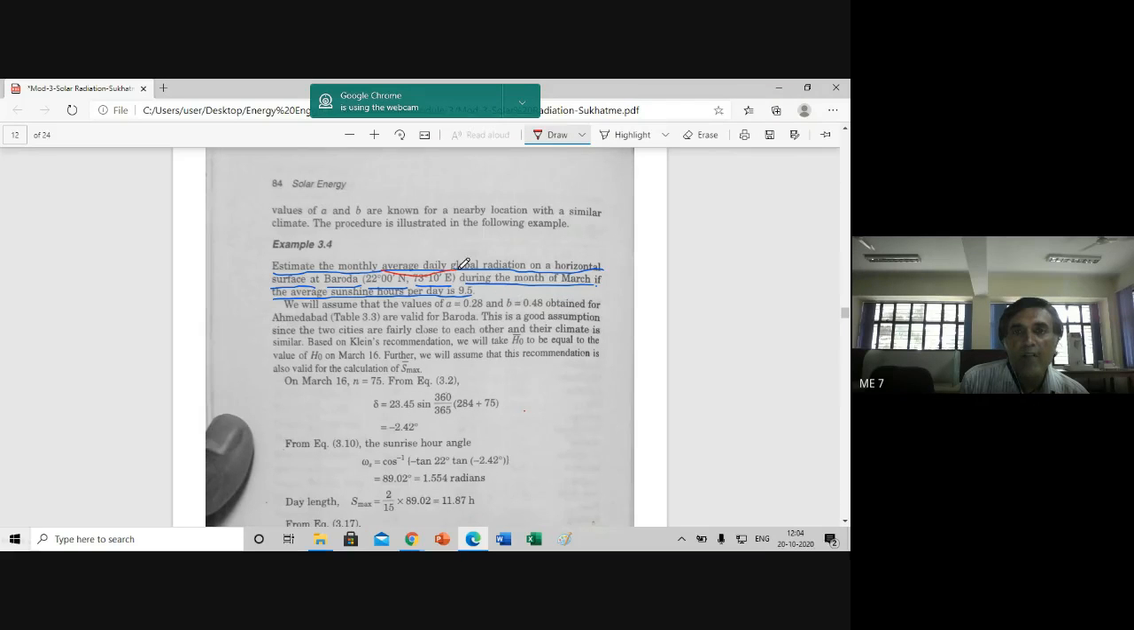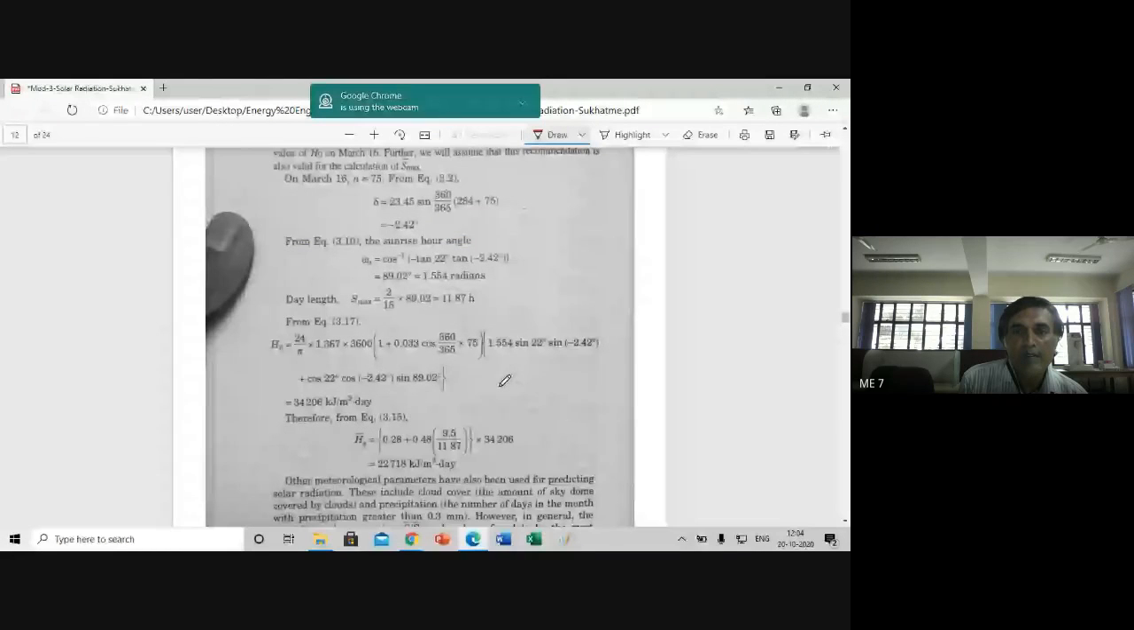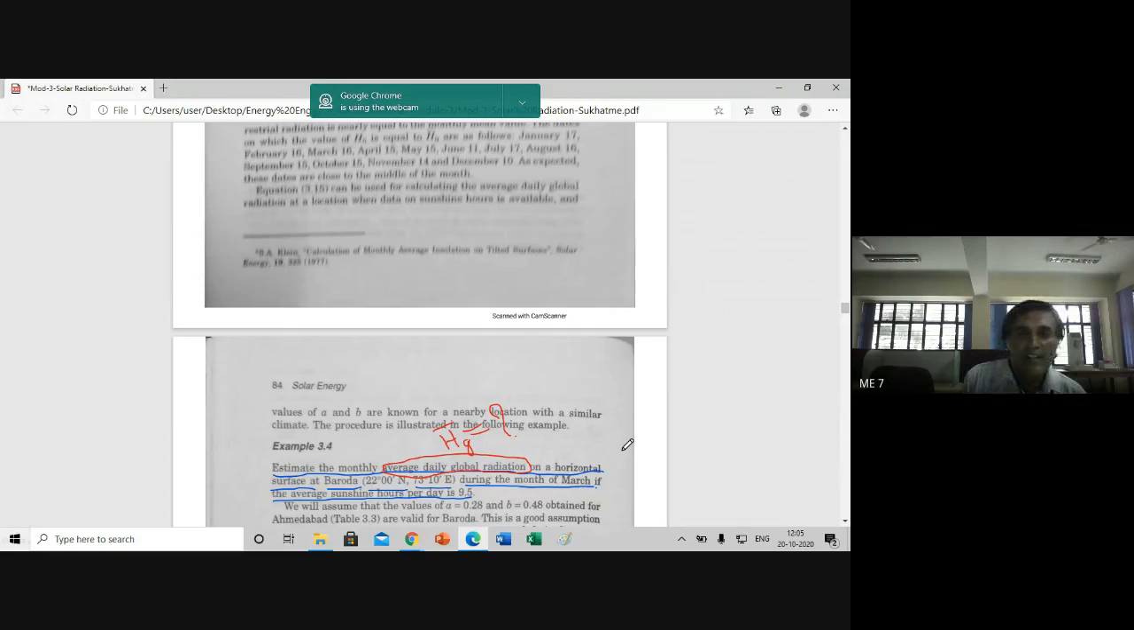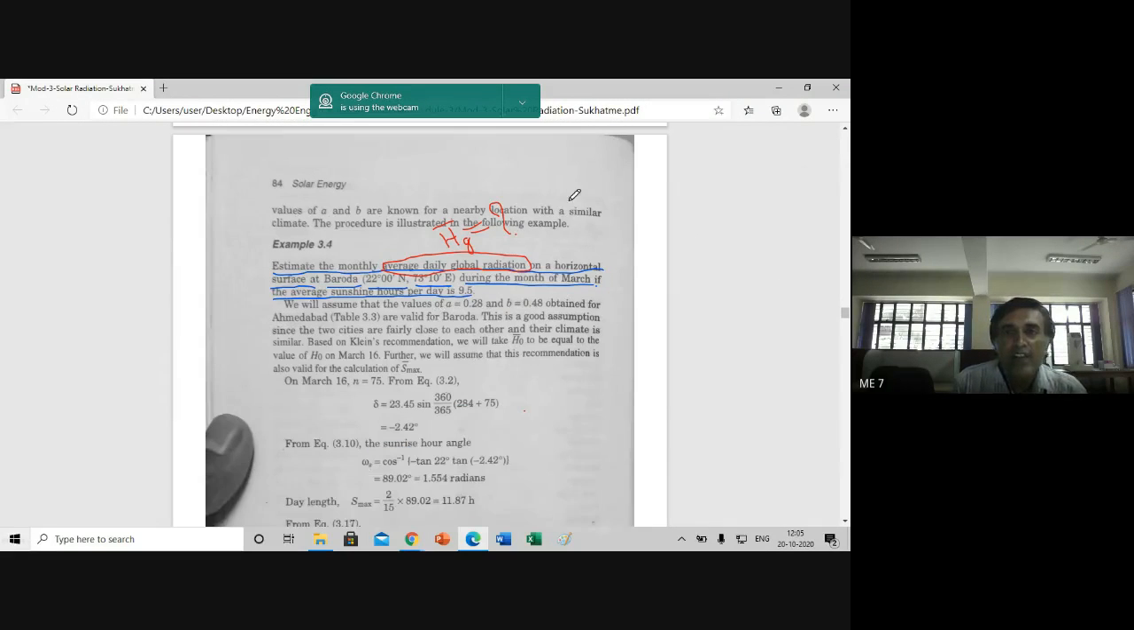This is the problem. Here we have to calculate the average daily global radiation, Hg bar. So what all the data is given? Look here.